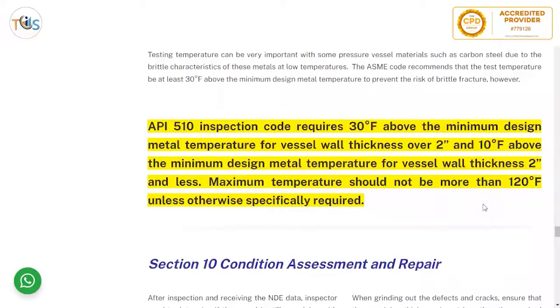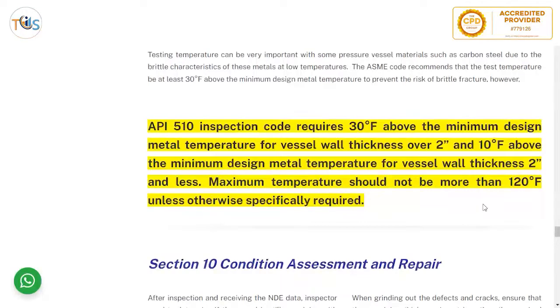Testing temperature can be very important with some pressure vessel materials such as carbon steel, due to the brittle characteristics of these metals at low temperatures. The ASME code recommends that the test temperature be at least 30 degrees above the minimum design metal temperature to prevent the risk of brittle fracture.